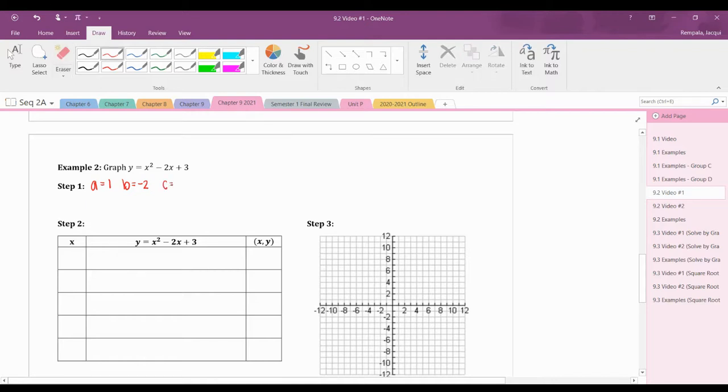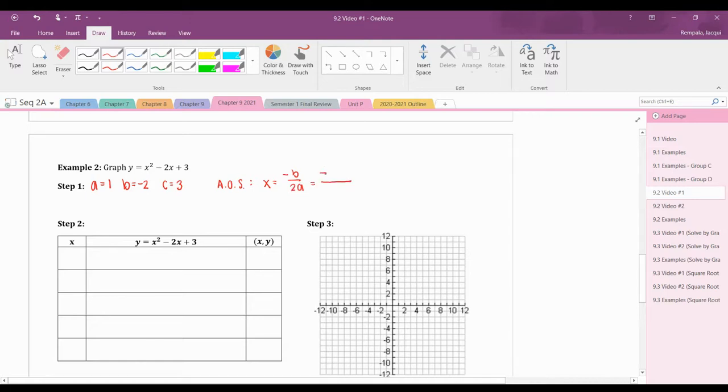And then our C value is always going to be the number that does not have a variable, so that is 3. So there's A, B, and C. Remember, we need that to help identify the axis of symmetry, which is always x equals negative B over 2A. So I'm going to very carefully plug in my numbers.